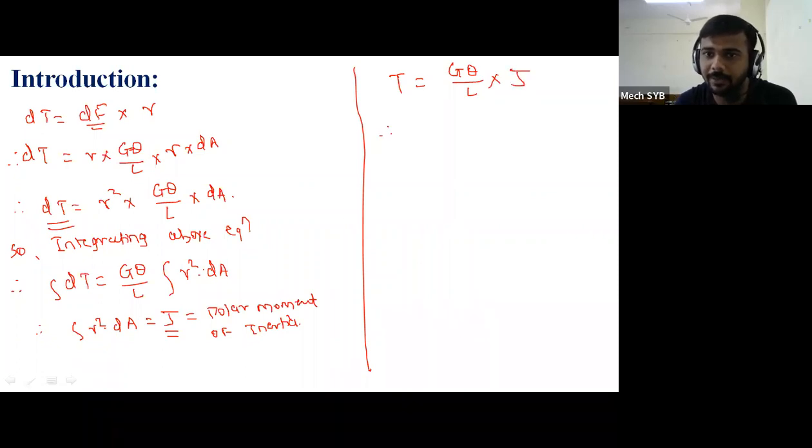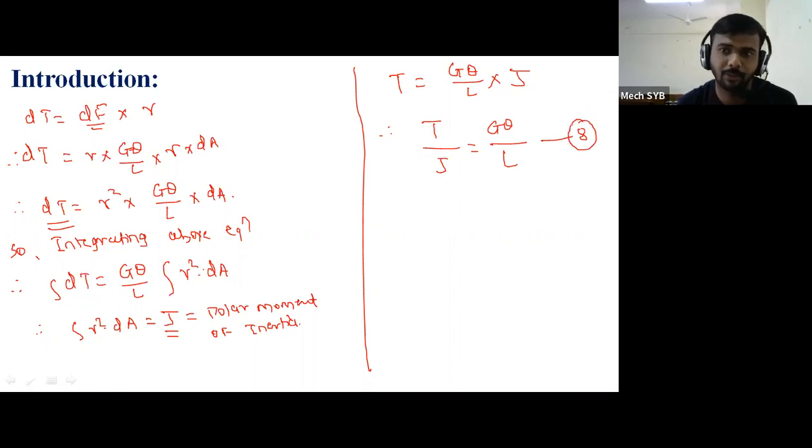And if I write the equation, taking J from the right side to the left side, it will get divided, that is T upon J is equal to G theta by L. And this is your equation number 8.